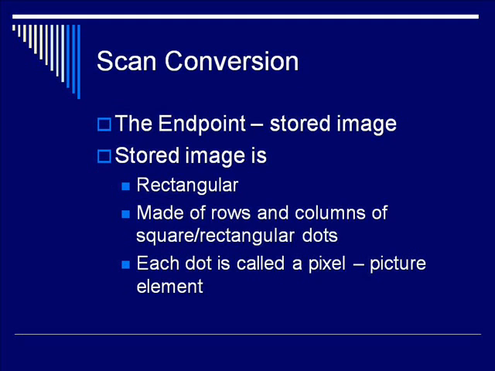So let's discuss scan conversion specifically. Remember that the endpoint is a stored image. Now our typical stored image is rectangular and made of rows and columns of square or rectangular dots. Each of these dots is called a pixel, or picture element. And each of these picture elements is a specific shade of gray.